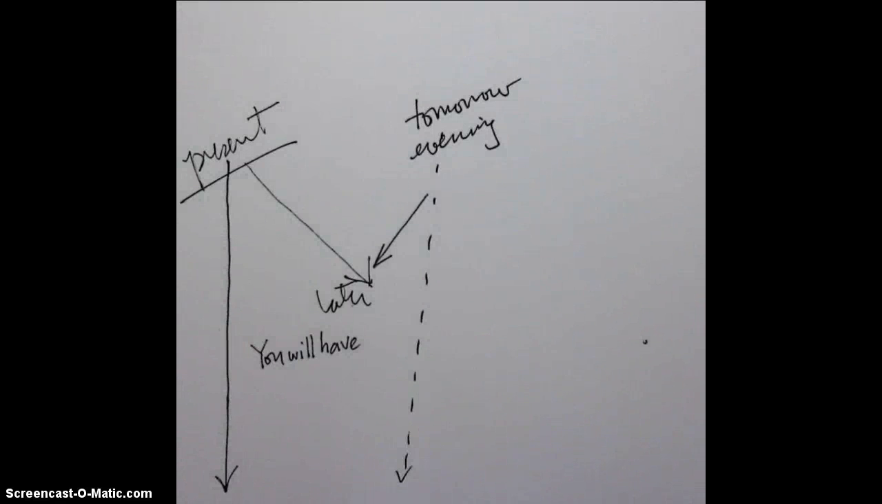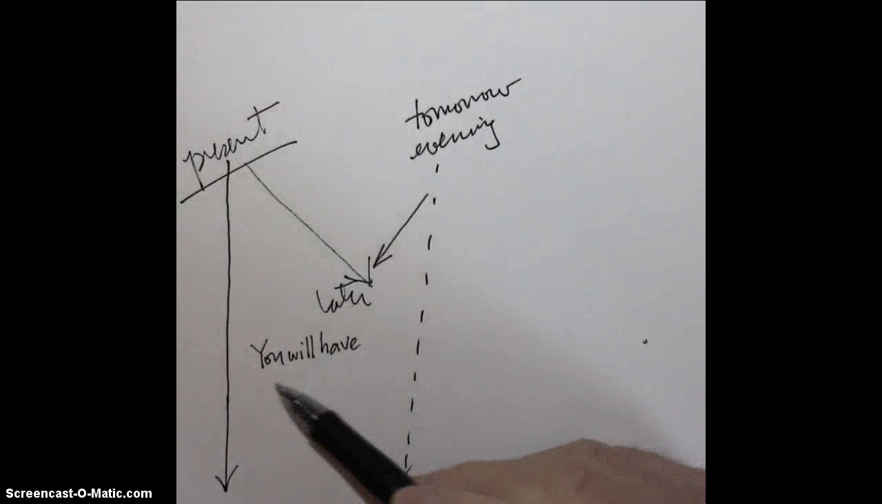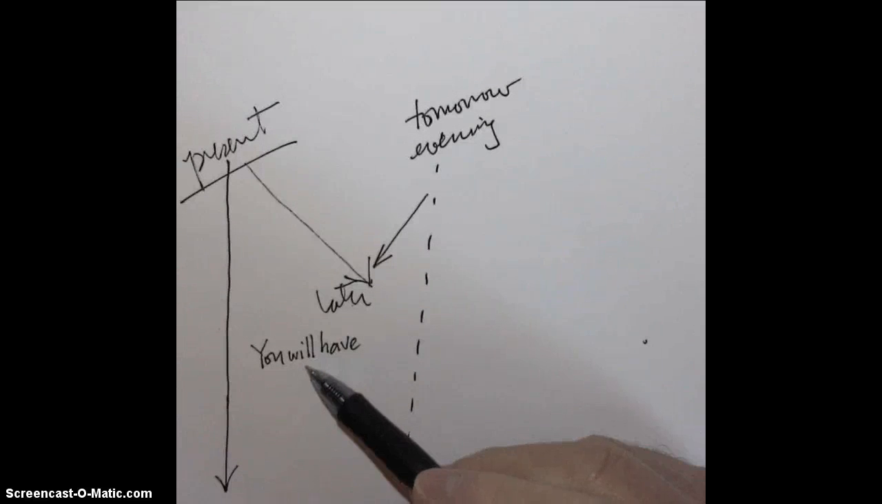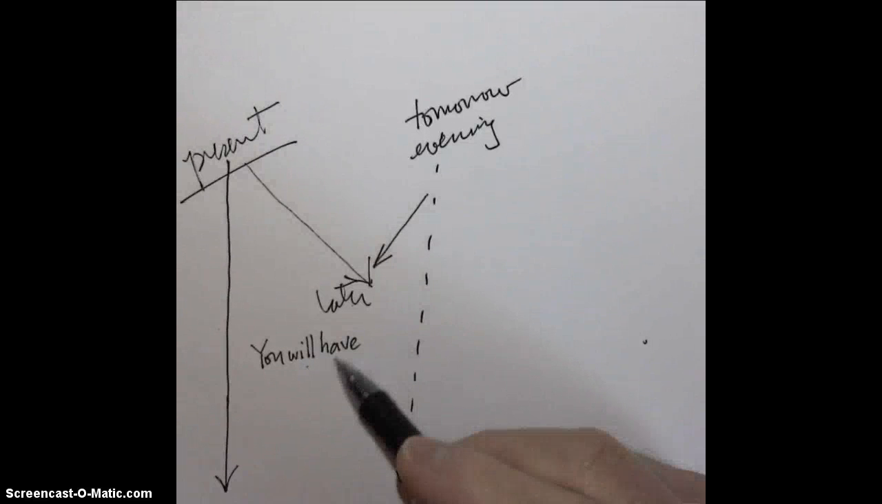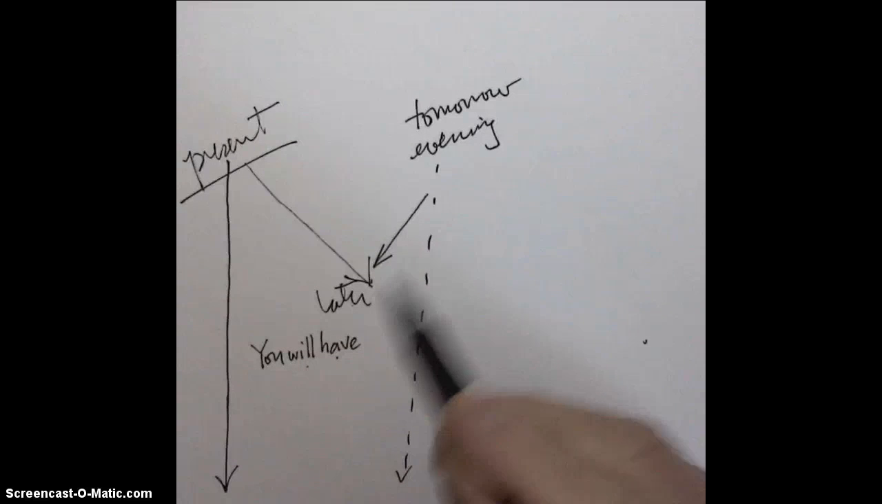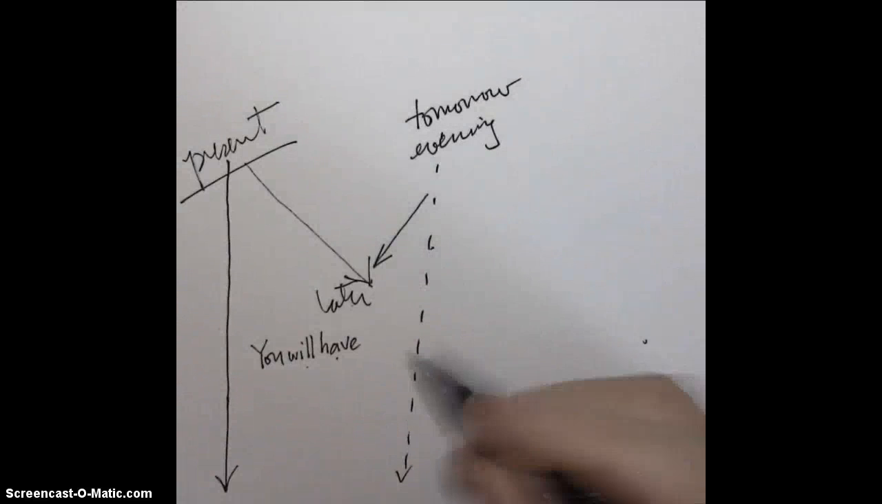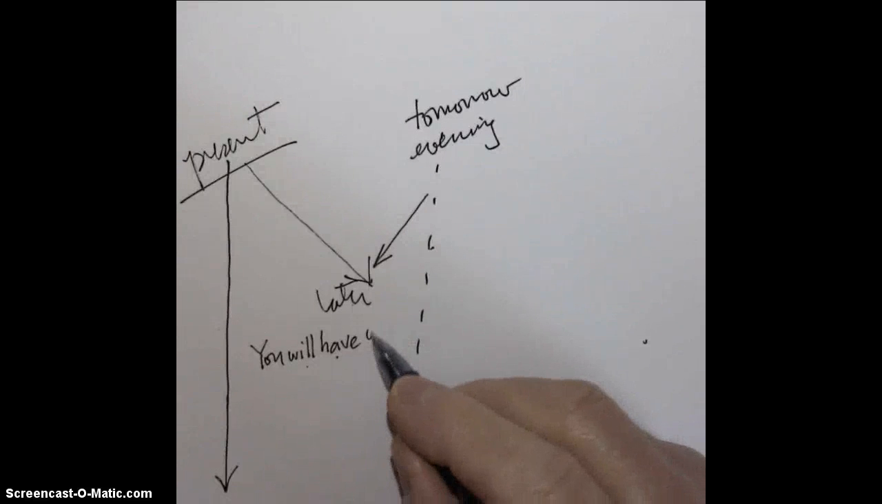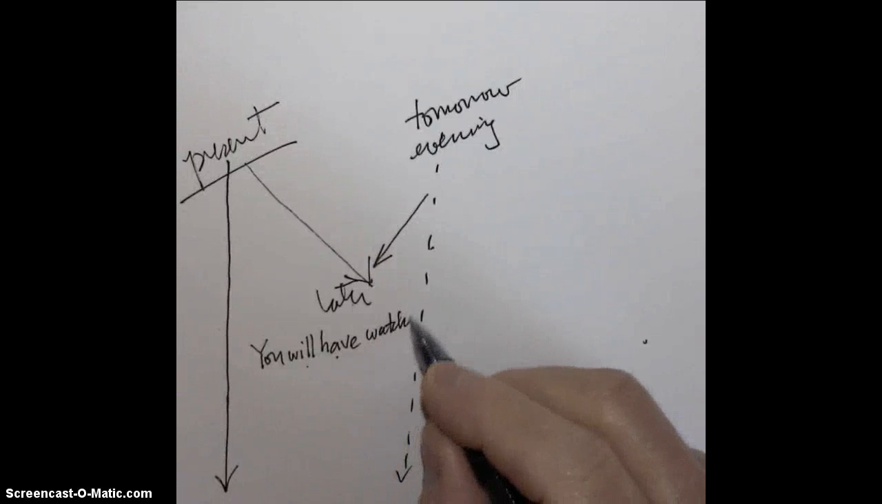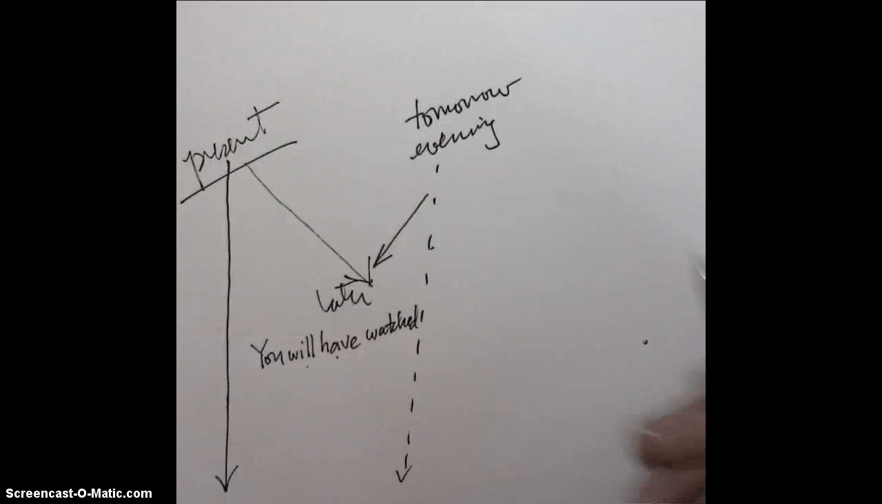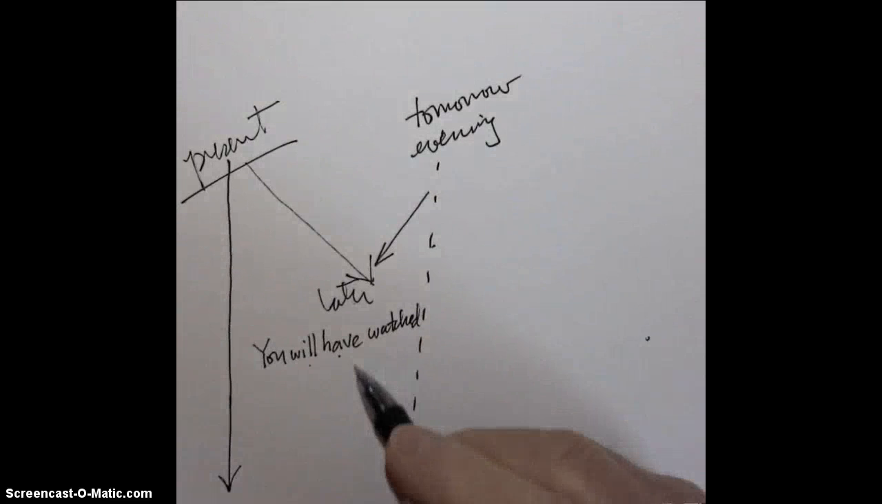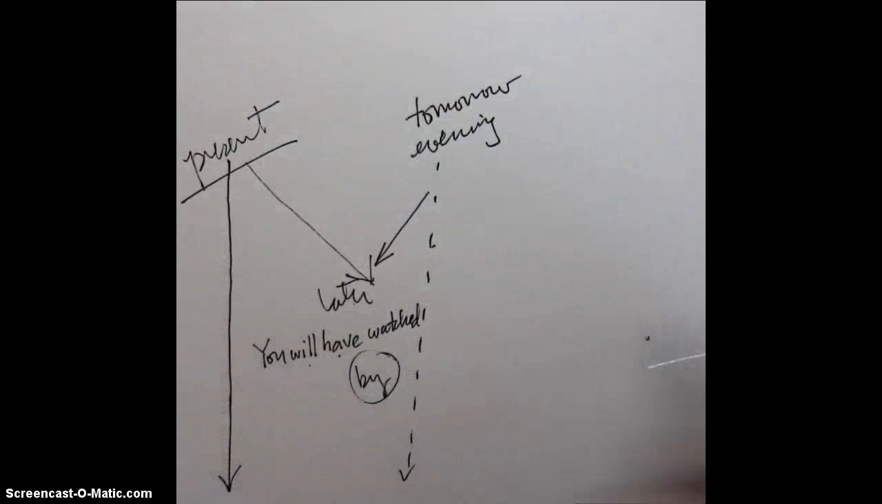Oh, I see. Okay, I took the mouse off there. Sorry about that. So I use will to show later than the present. I use have to show earlier than this later time, tomorrow evening. And then I need a verb. You will have watched this video several times by tomorrow evening.